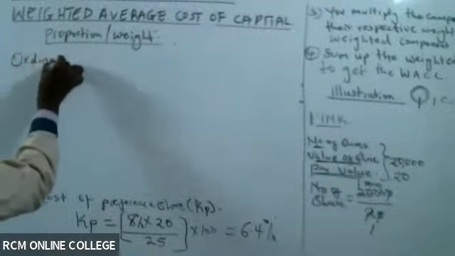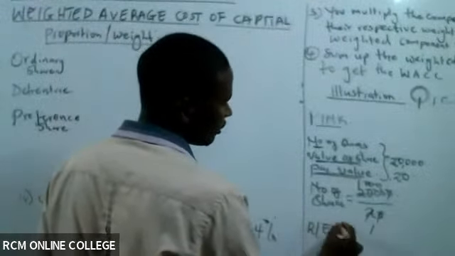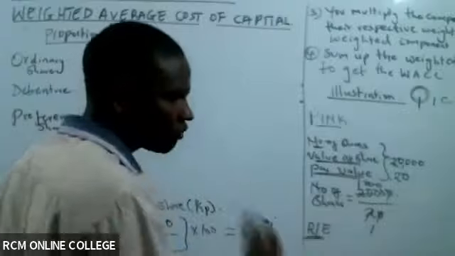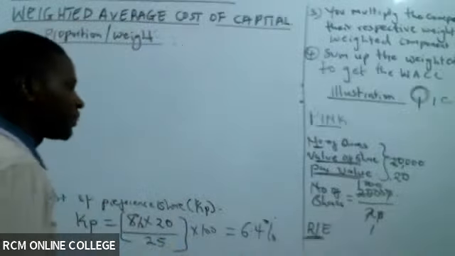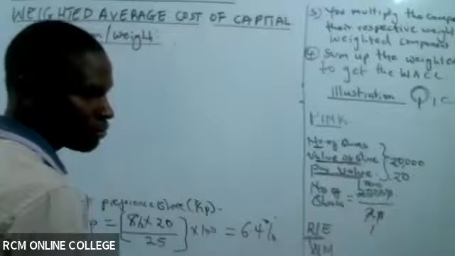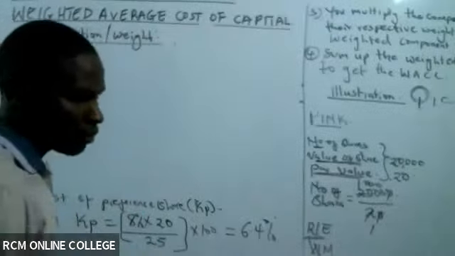So if I want to get the weight of this, okay, the reason why we don't use the reserve. Remember, reserve ni kama retained earning. Nimesema kwamba retained earning is not recognized as far as computation of the WACC is concerned. But retained earning will be recognized when we shall be looking at WMCC, weighted marginal cost of funds. Now, I want to get the proportion.